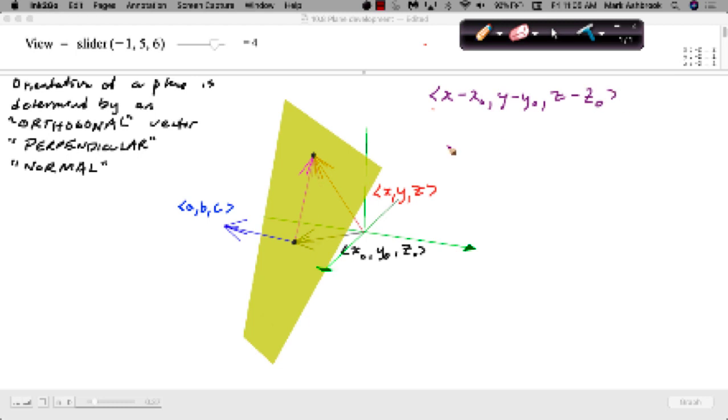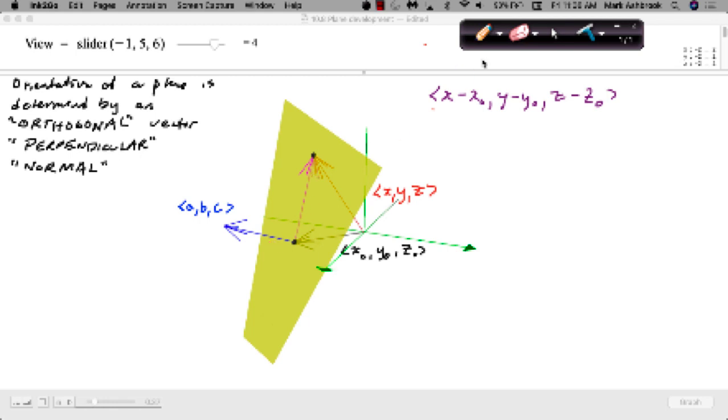And that vector is parallel to the plane. It's in the plane, right? Its tail is at my known point, and its tip is at every other point in the plane. So now, what's the relationship between every single vector that starts at x naught, y naught, z naught and ends in the plane somewhere, and our ABC orthogonal vector? What are they? Perpendicular. So mathematically, I've got vectors that are perpendicular.